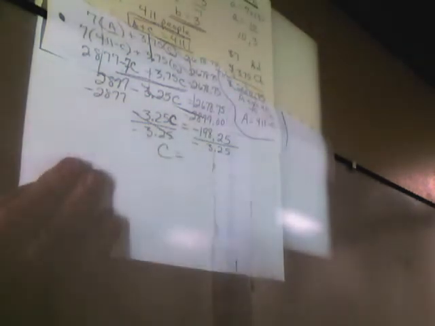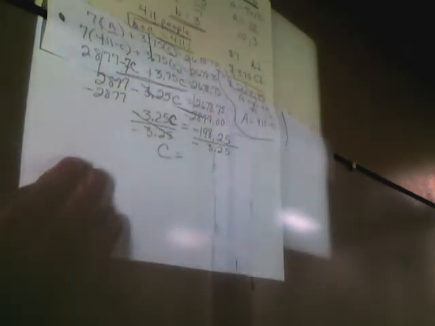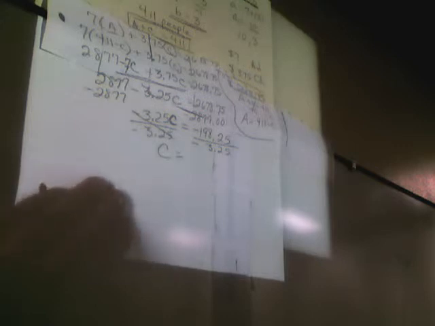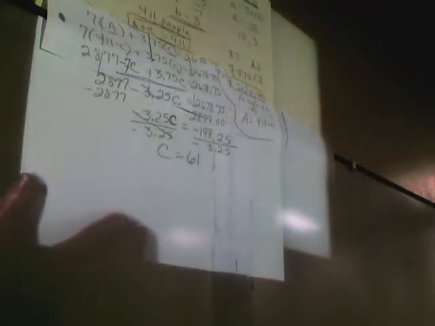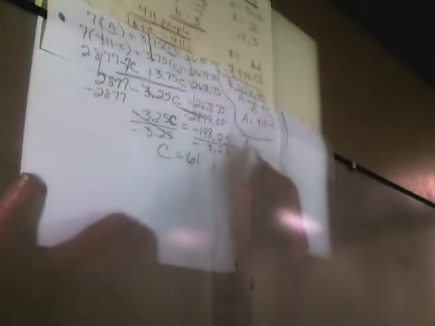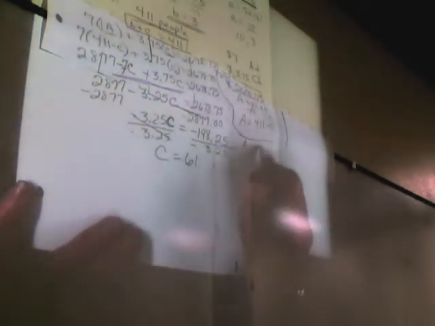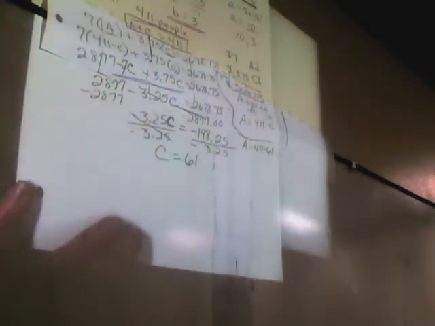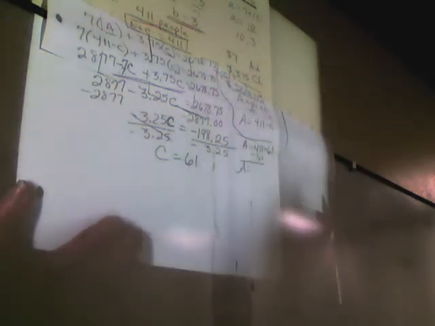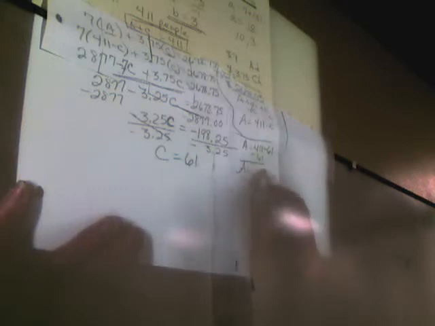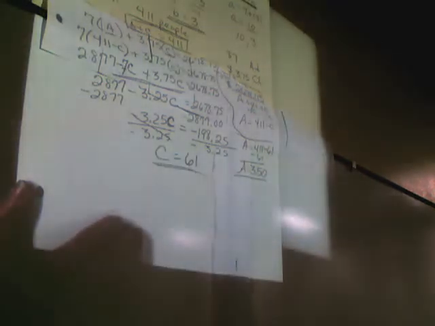So how many children? I hope it's a whole number, because I don't want to cut a kid in half. 61. How many? 61 children? Whole children. Okay, we have 61 whole children. How many adults do we have? The 411 minus our 61 whole children is how many adults? 350. So there's our adults and children. That's what it was asking for.